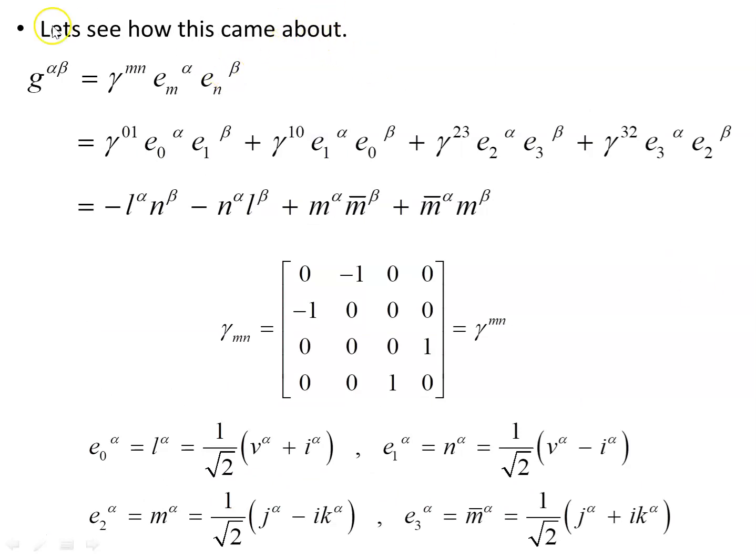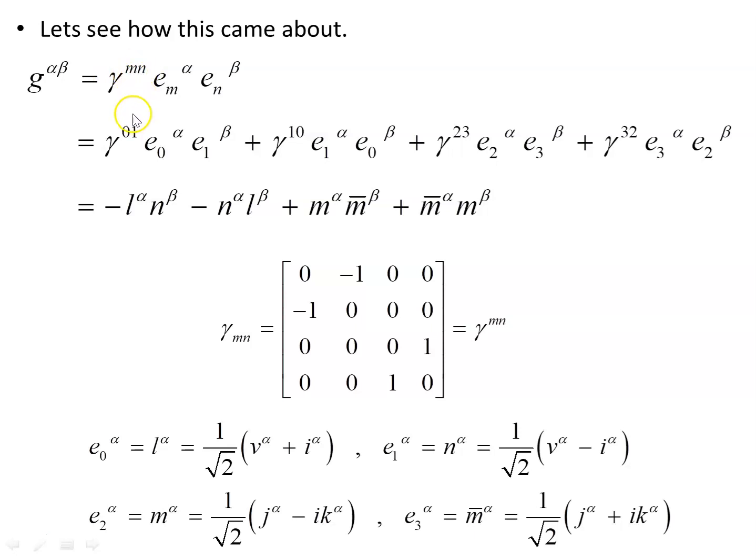All right, let's see how this came about. We know that this relationship is given by this, and we know that here's our frame metric, and it is its own inverse. And just to remind ourselves again, here's each of the components with the upper indices, the contravariant components. All right, so let's expand this out and see what we get.